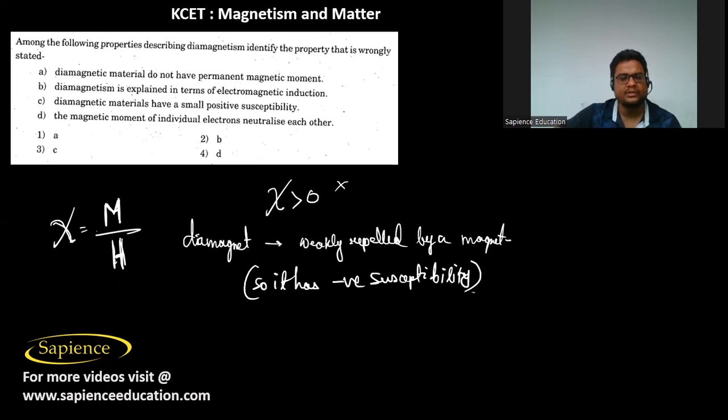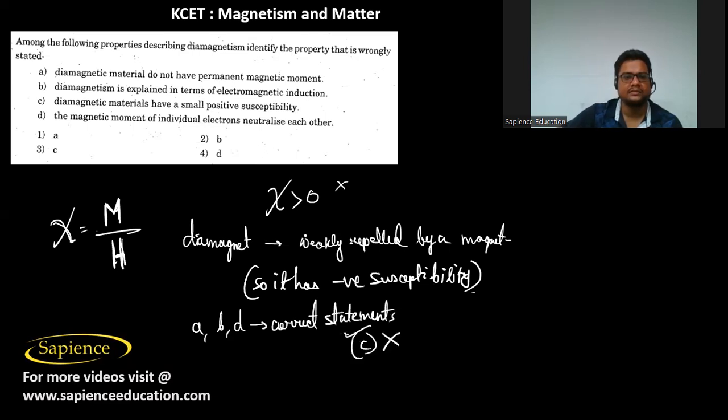Then the fourth statement is the magnetic moments of individual electrons neutralize each other, which is a correct statement. So here A, B, and D are correct statements, but here it is asked for the wrong statement. So it is option C. It means option C is the wrong statement, so it is the correct answer. So option 3 is the correct answer.